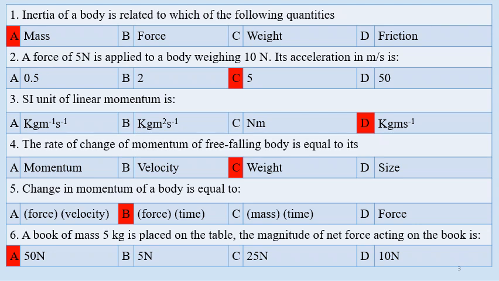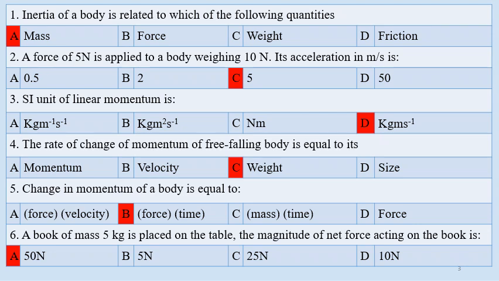Why others are wrong? Because force causes a change in motion, not resistance to it. Okay, weight depends on the gravity, but inertia exists in zero gravity as well. Friction is an external force opposing motion, not the property of the object itself. So the correct answer is mass, A.